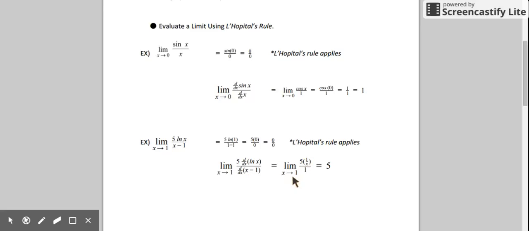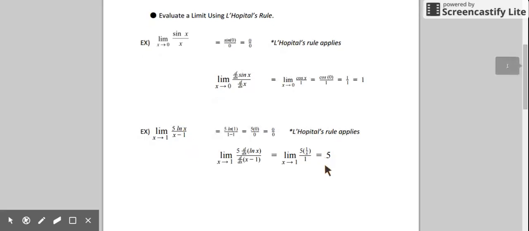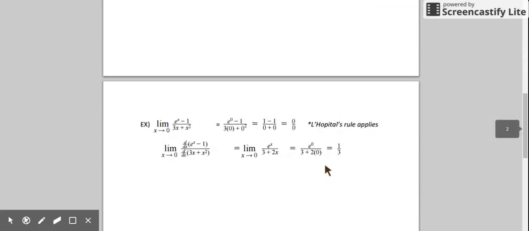So now I can try and substitute. If I plug 1 in, I get 1 divided by 1, which is 1. And 5 times 1 divided by 1 is 5. So the value of the limit as x approaches 1 of this function is 5. Let's try out one more example.